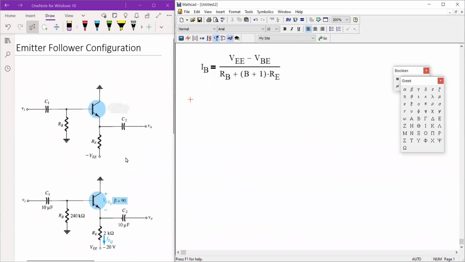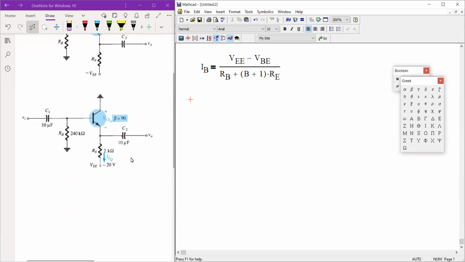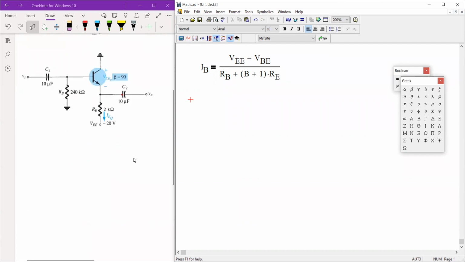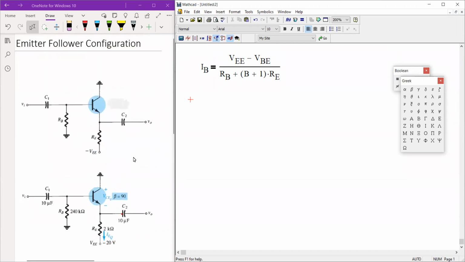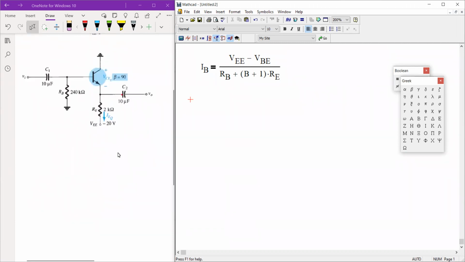Welcome to the second part of emitter follower configuration circuit analysis. For this session, we will solve an example of electronic emitter follower configuration. This example is from our textbook, Electronic Devices and Circuit Theory by Robert Boylestad and Nashelsky.